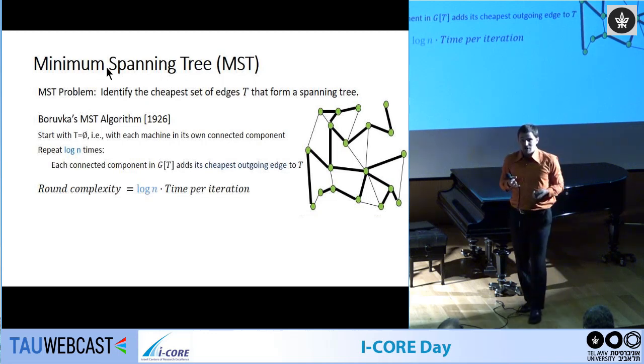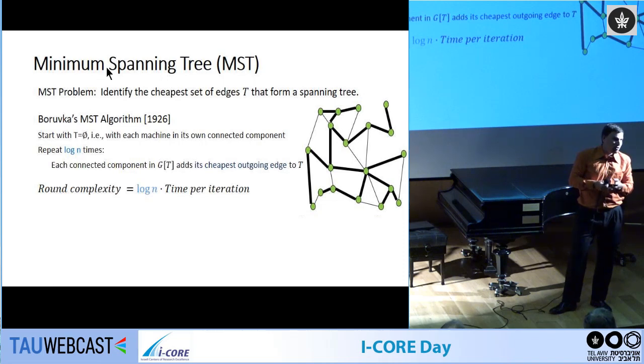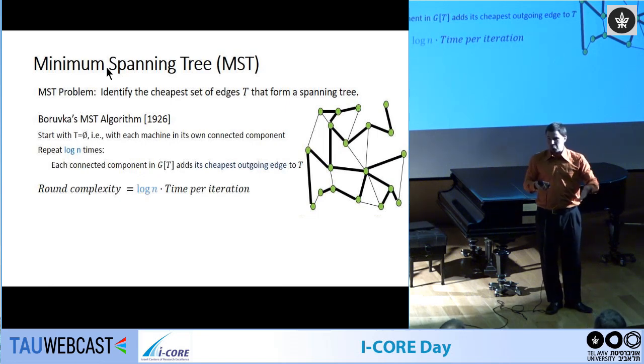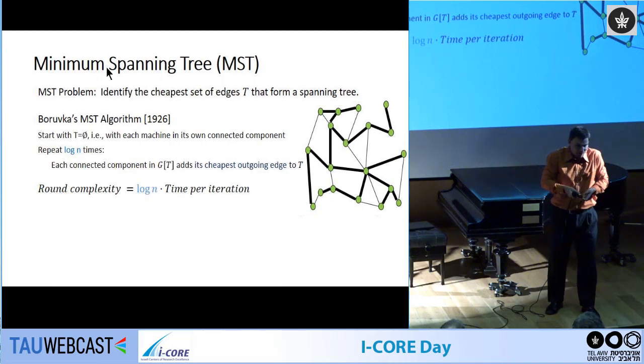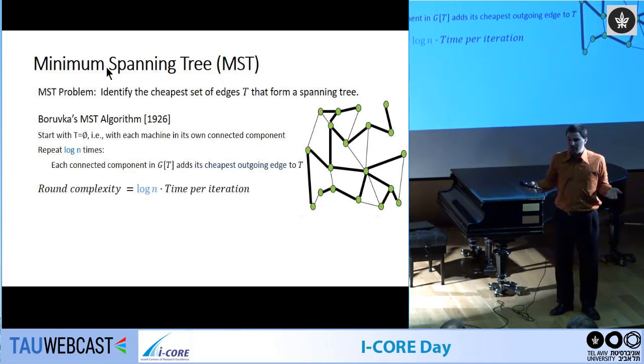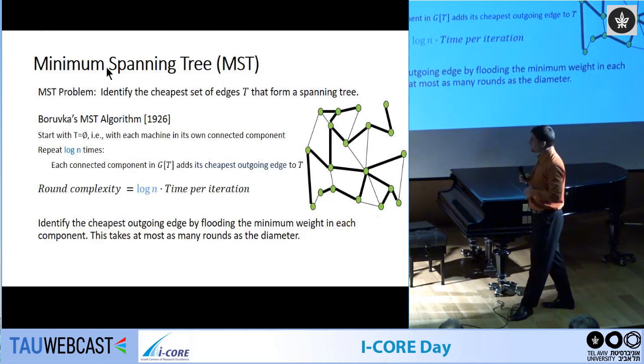So that's great. So how much time does it take for one iteration? Well, in one iteration, what do we need to do? We need to find the cheapest edge going out of our component. Right? So one easy way to do that is, within my connected component, I'm just going to flood around what the cheapest edge is. And then I'm done, right? Until everybody has heard it, then we're done. Okay, so how long does this take?